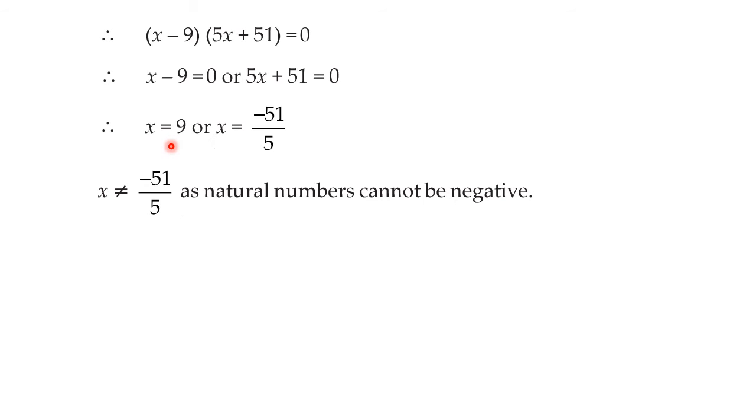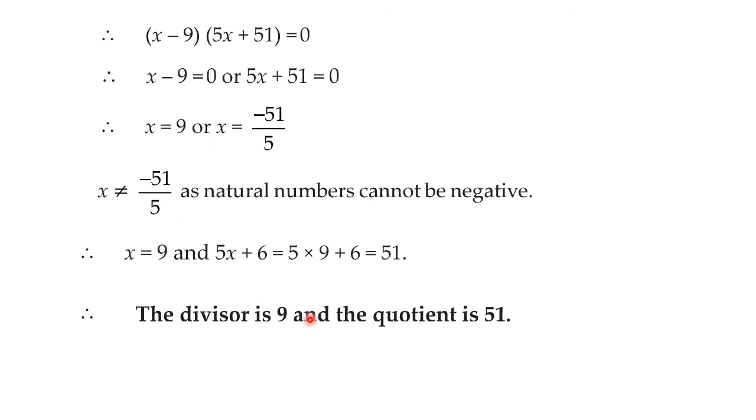That means divisor is 9, and from that we can find out the quotient, that is 5x plus 6. So 5 into 9 plus 6, that is 51. And then the final answer you have to write in words, that therefore the divisor is 9 and the quotient is 51. So this way you are going to solve this problem.